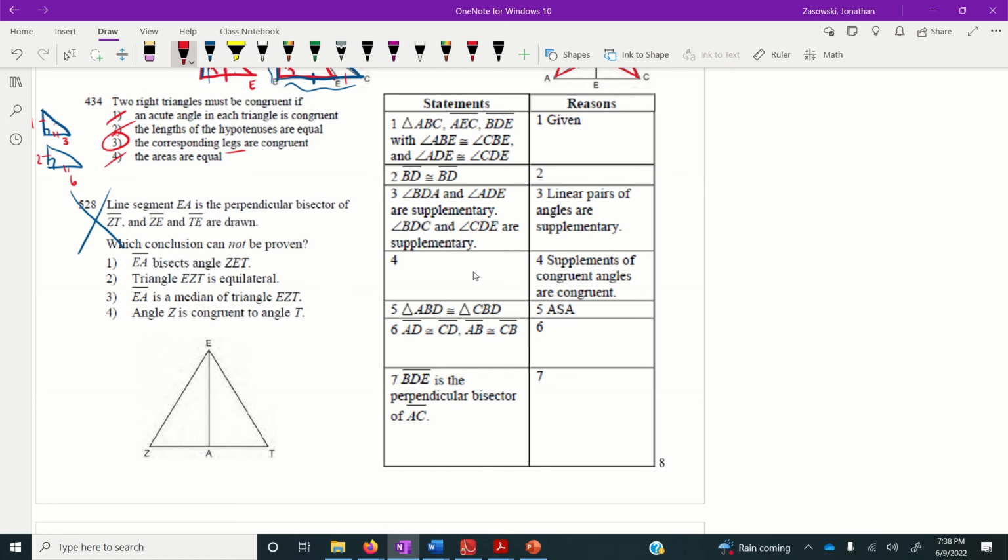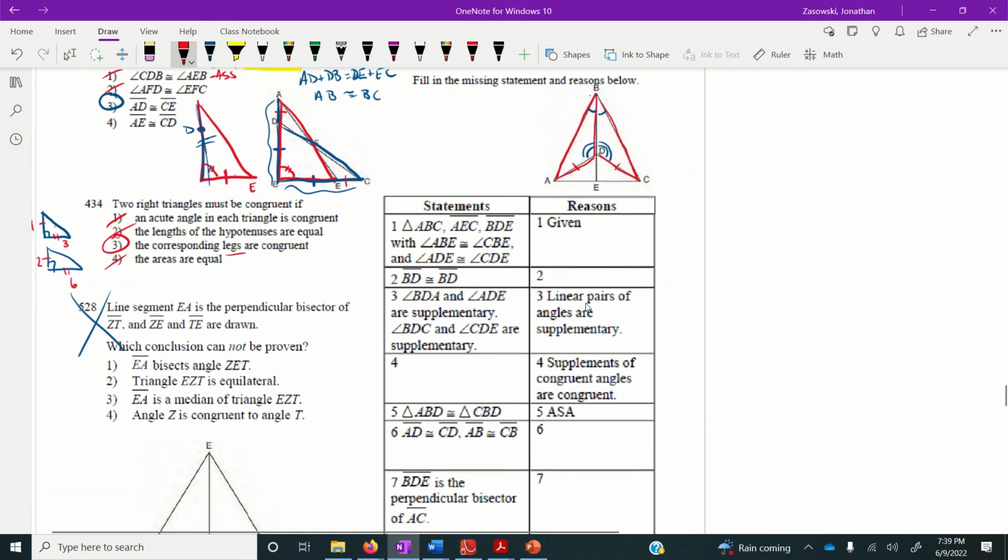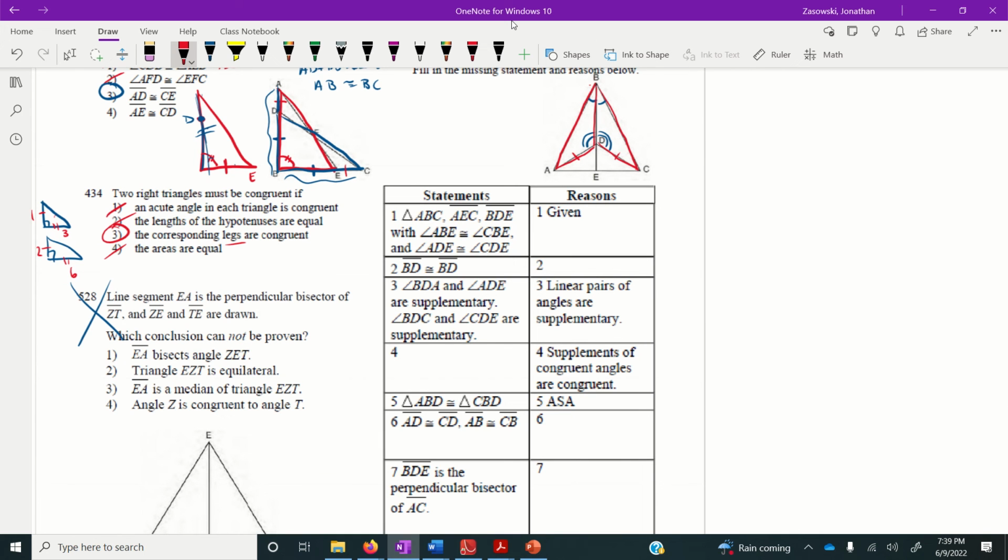And if they're equal, then we can know that this triangle is going to be isosceles. Both triangles, the really big triangle and the small triangle, are going to be isosceles. And then this angle bisector has to be a perpendicular bisector because essentially it's an isosceles triangle.